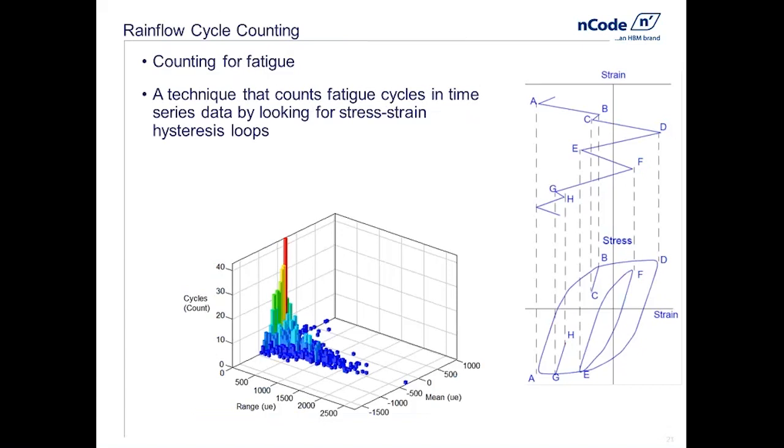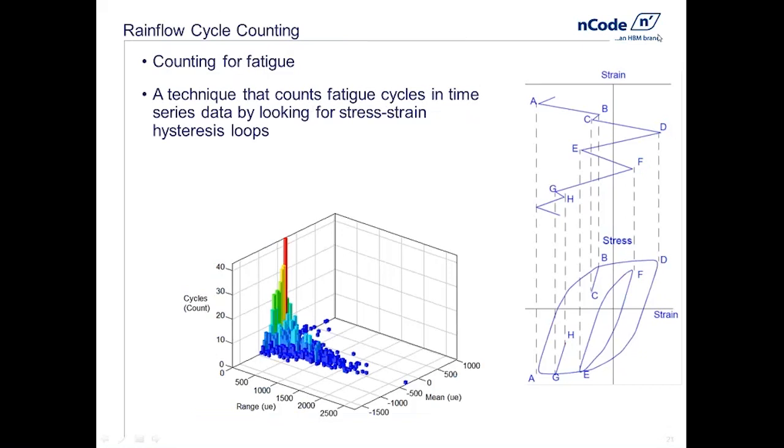But the idea is that as stresses and strains are changing over time, they cause these things called fatigue cycles, or another way to call them is a hysteresis loop. Another name for this is an nCode logo. Yep, believe it or not, we actually got the nCode logo from a stress-strain hysteresis loop.